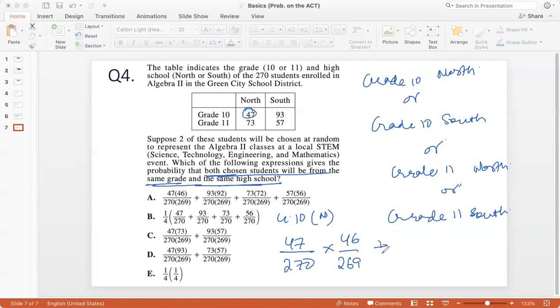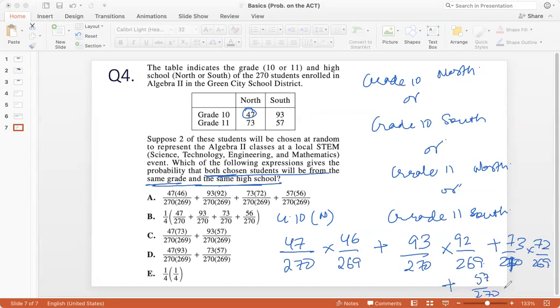Now, or would indicate a plus. For grade 10 south, the first student being grade 10 south is 93 by 270. And the second would be 92 by 269. Plus for grade 11 north, 73 by 270 times 72 by 269. And plus 57 by 270 times 56 by 269. So from the options, the right answer becomes option A.